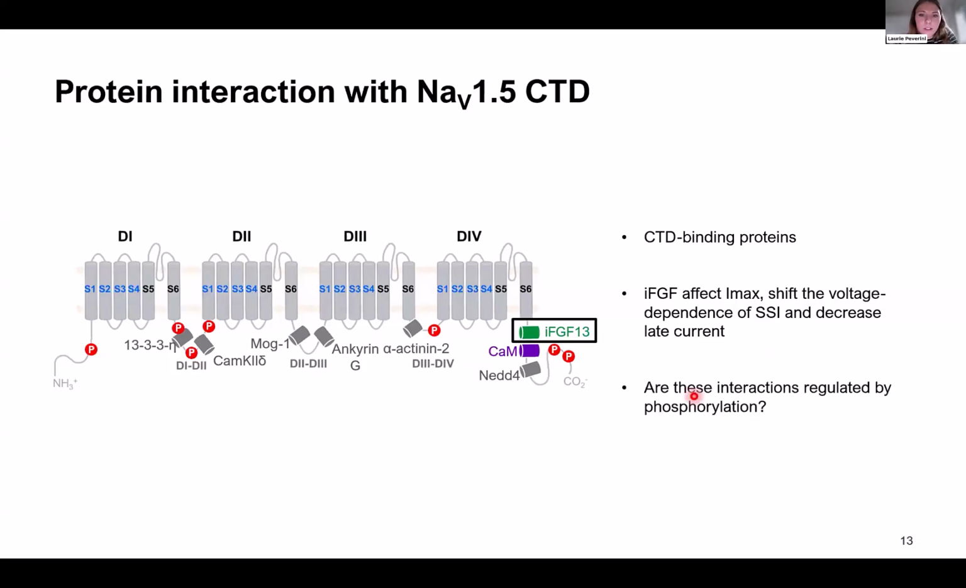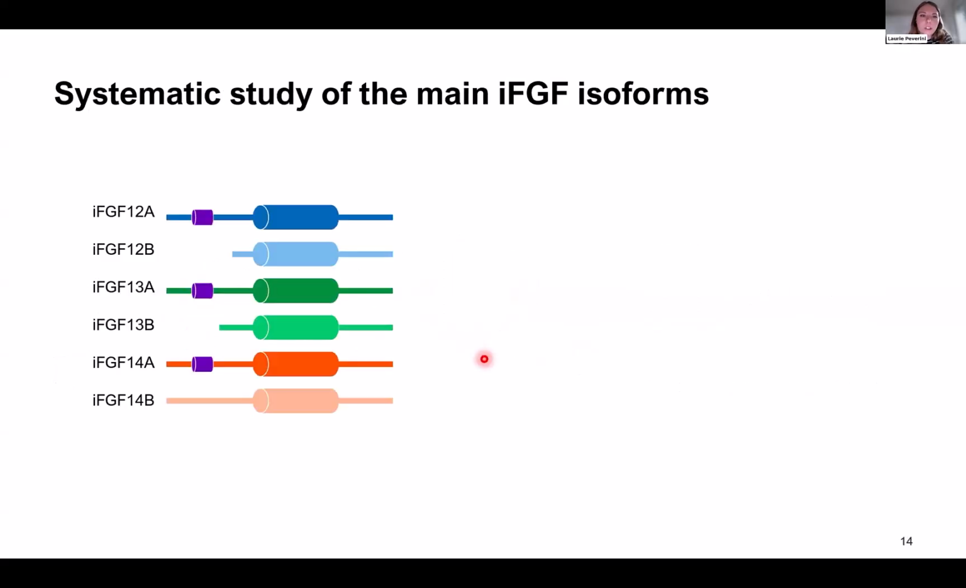And we were interested to test if the interactions between the FGF and NaV1.5 were regulated by our phosphorylation site in the D3-D4 linker. That's why we decided to perform a systematic study of the main FGF isoforms on NaV1.5.